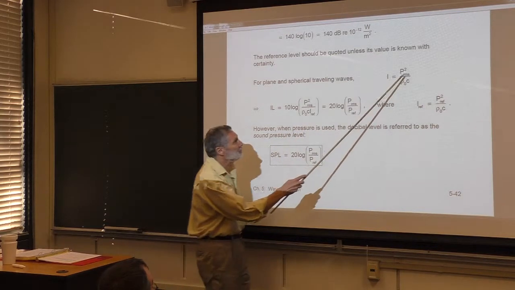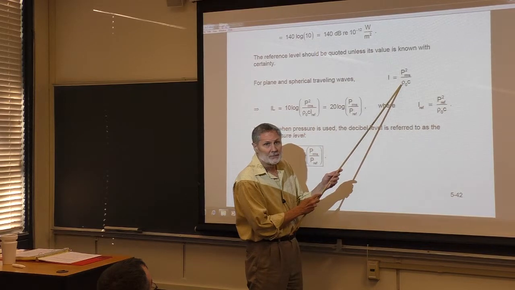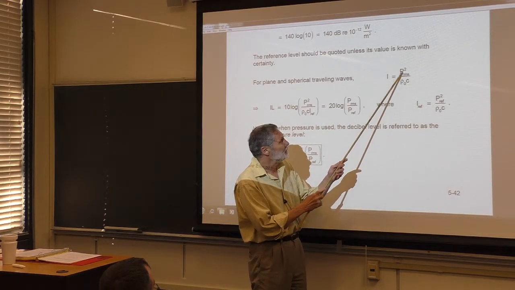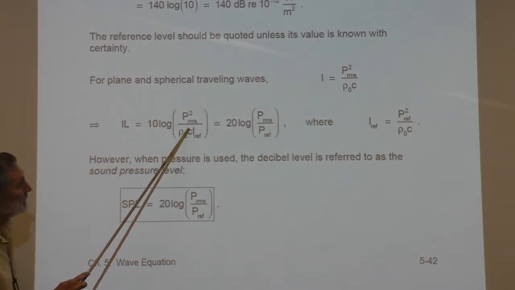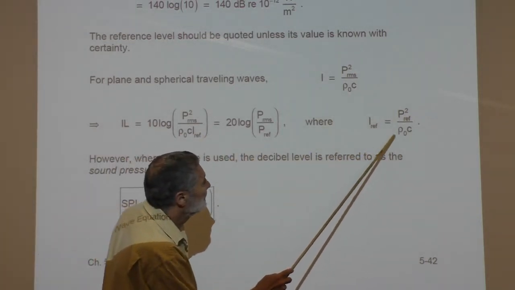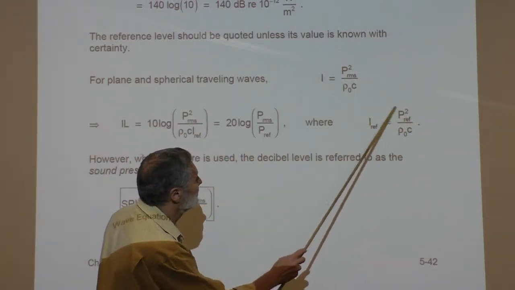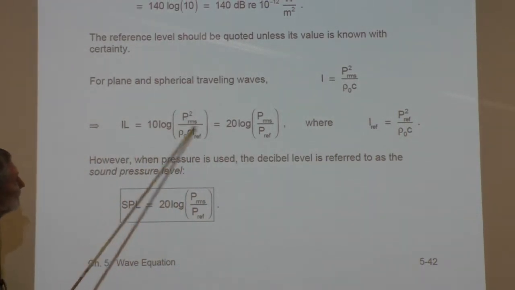Please note, this is the RMS level. If it were peak, we would have a factor of 2 here. So this is, as I've denoted here, the RMS pressure level. What this quantity right here is, is the square of the RMS reference pressure level. So we have this relationship between the two reference levels, and we can write the intensity level. We bring out the 2 and we get this.